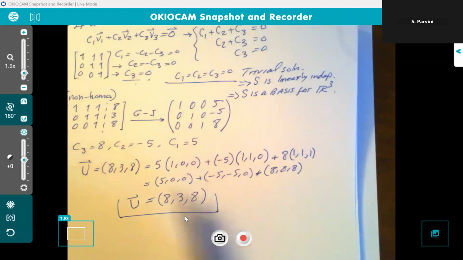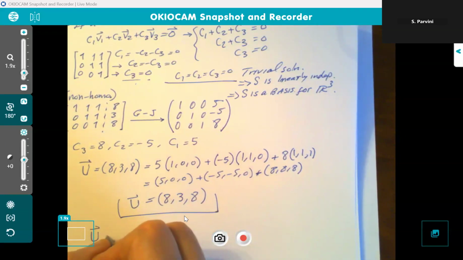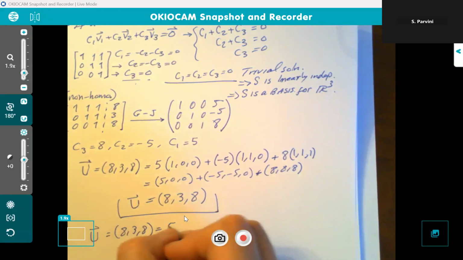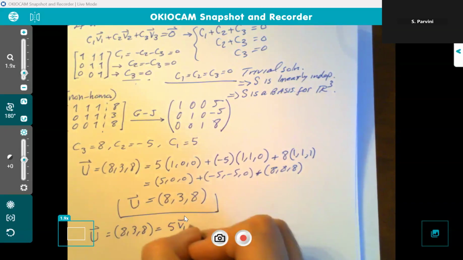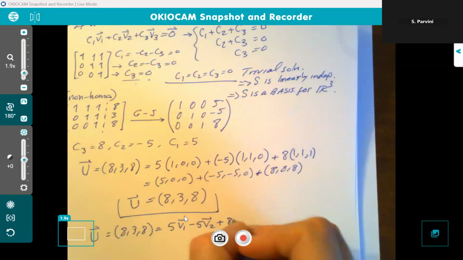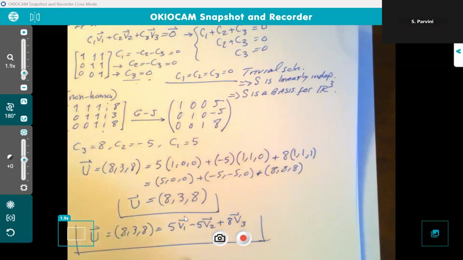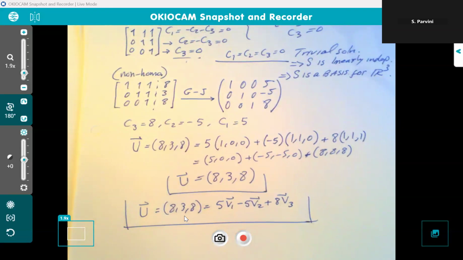So this is the linear combination. So u, in this case, 8, 3, 8, is 5 times vector 1, negative 5 times vector 2, plus 8 times vector 3. And there you go. That's all we have to do.